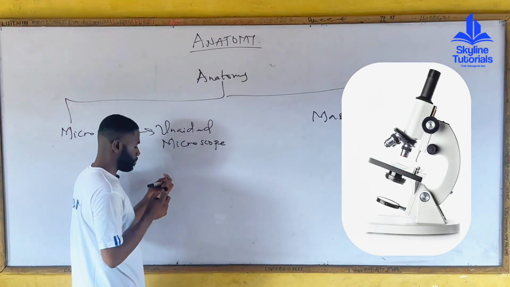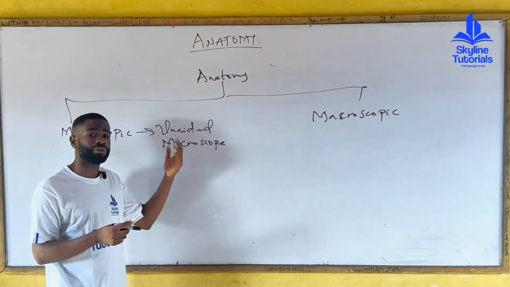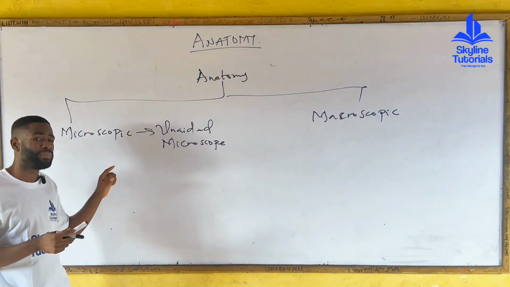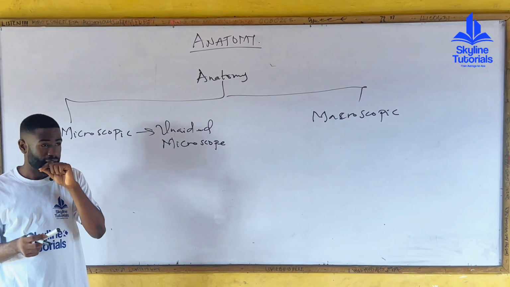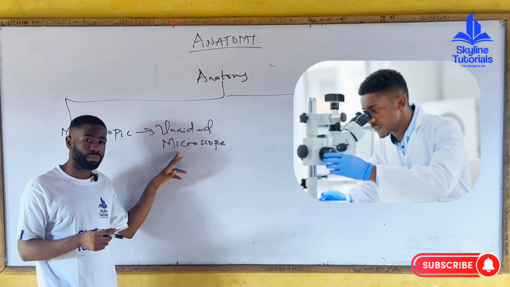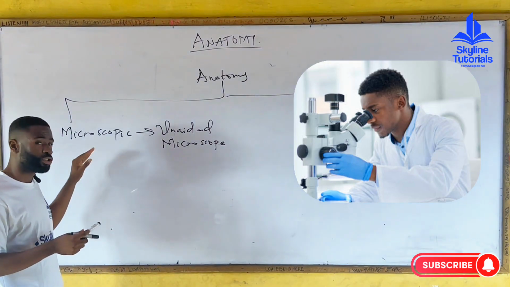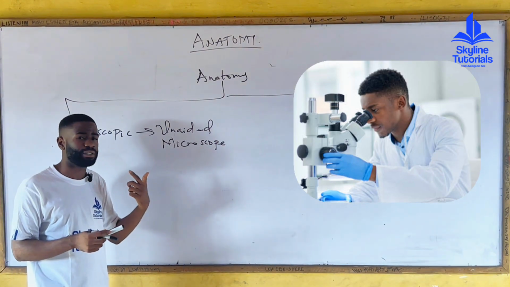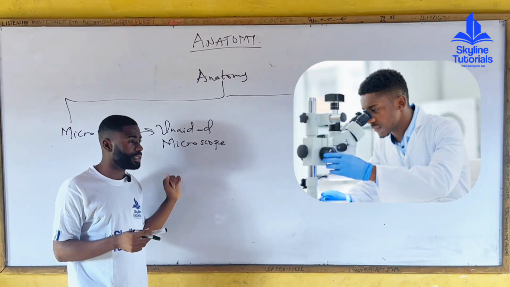A microscope. For us to be able to visualize these structures that cannot be seen with an unaided eye, we have to aid our eyes. And the tool we use in doing that is the microscope. So for you to study microscopically the structures that are not visible to the eye, we make use of a microscope. Please take note of that.